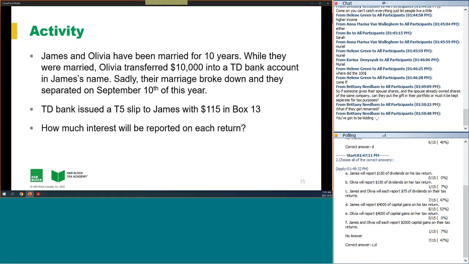All right, we have more information about James and Olivia. While they were married, she transferred $10,000 into a TD bank account in his name, not a joint account, only his name.